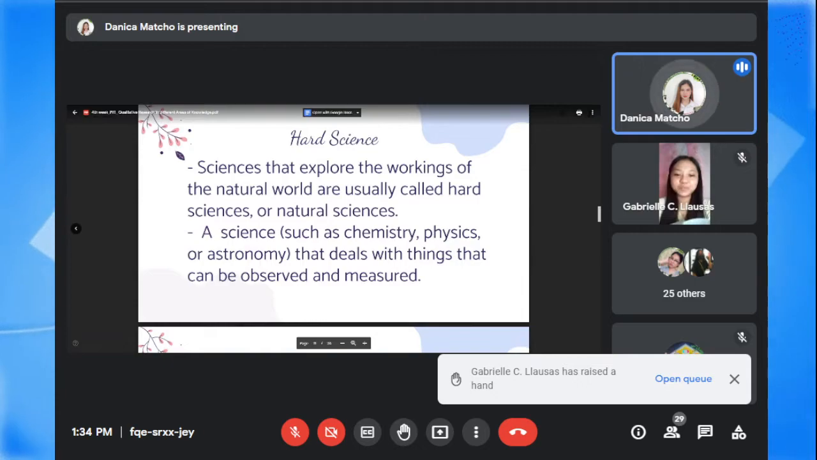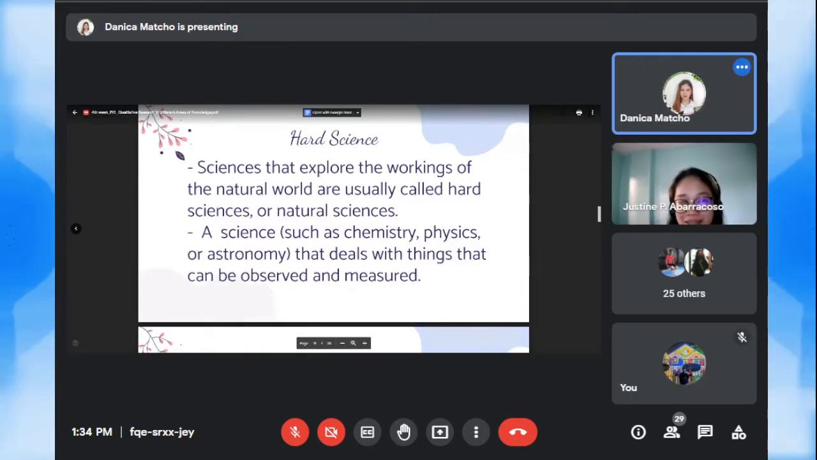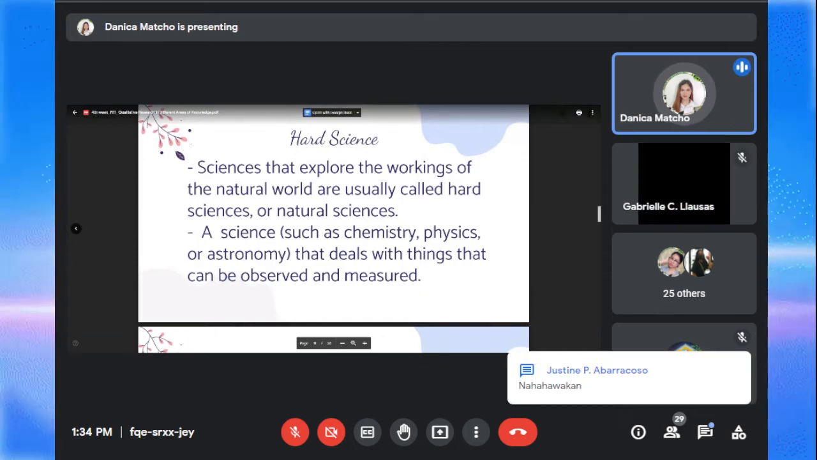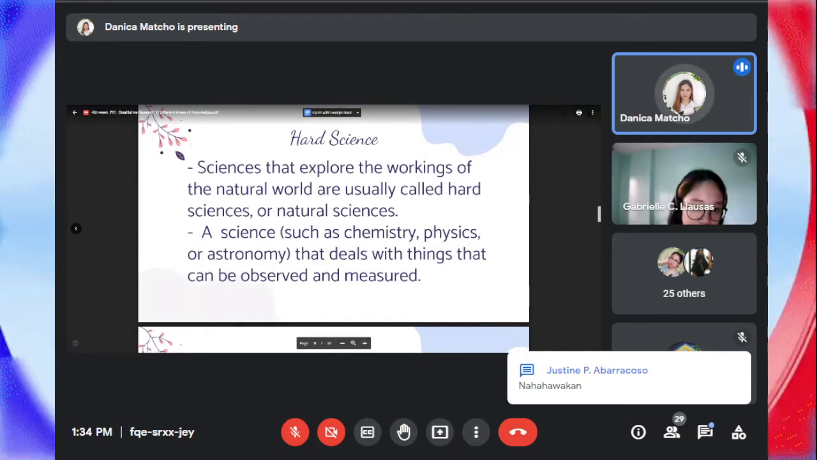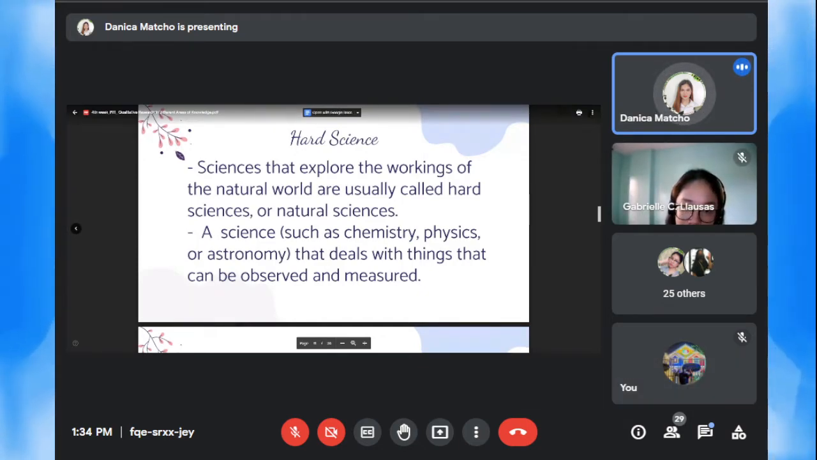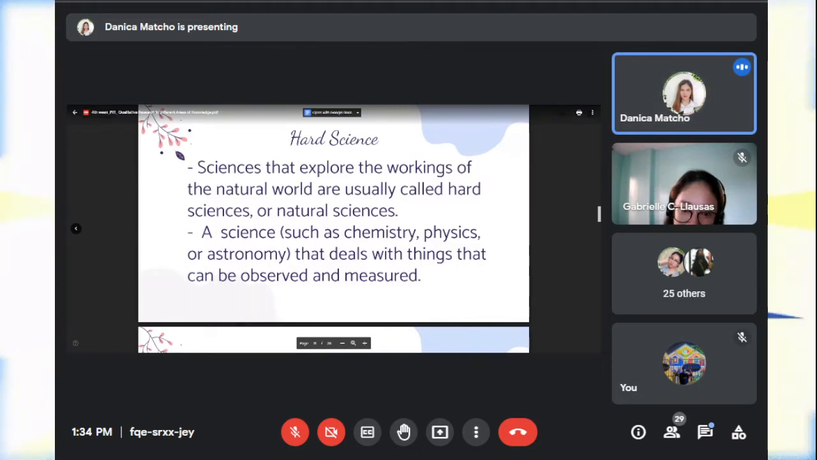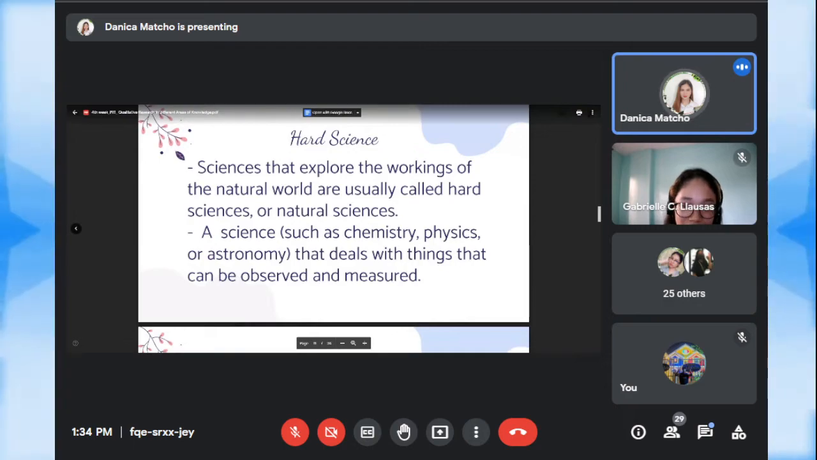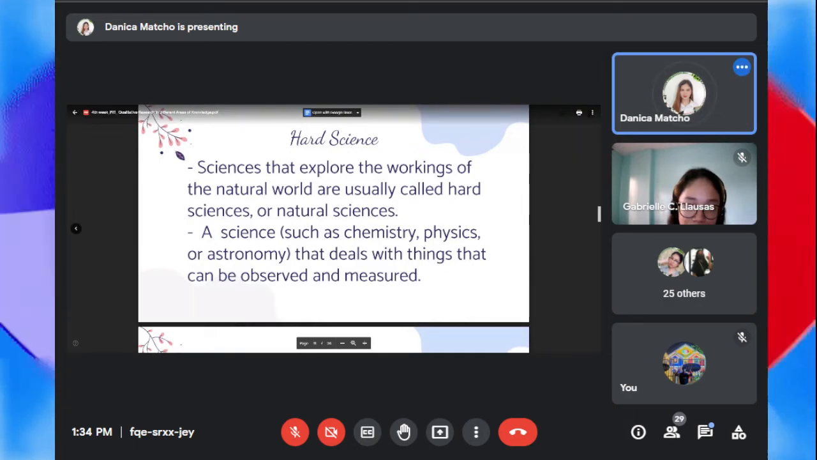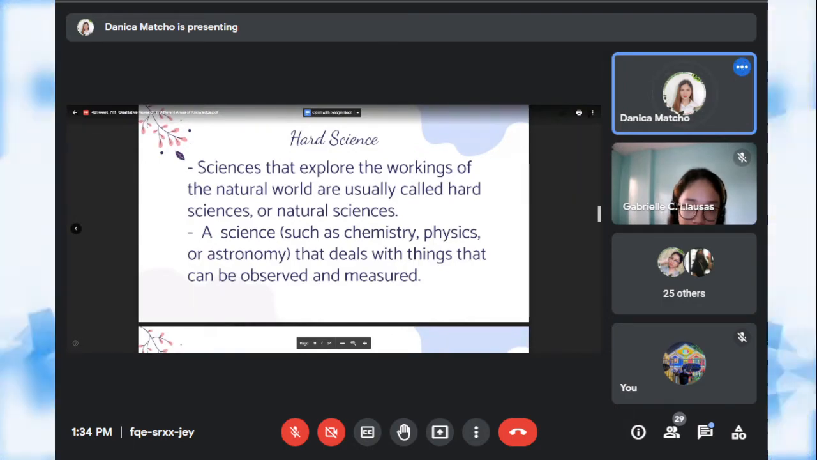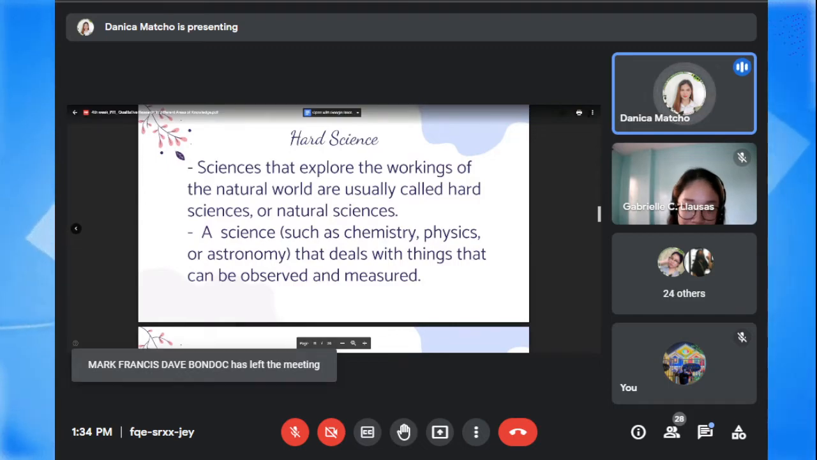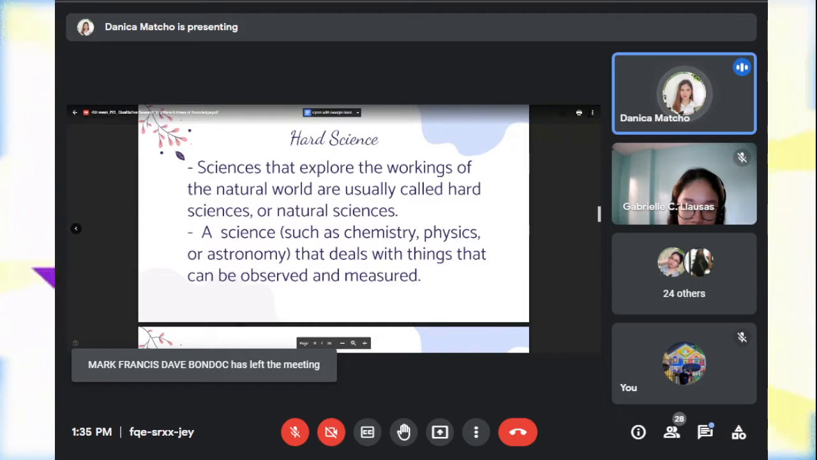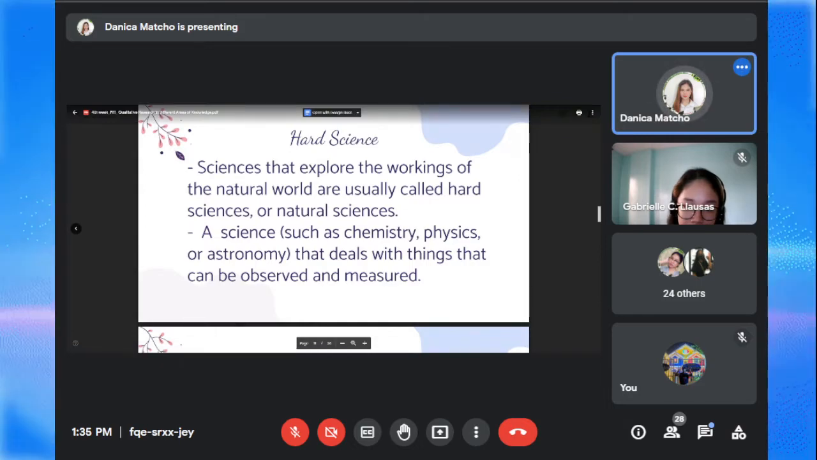It can be what? Yes, Gab? Basically, makahawakan. Okay, it can be touched, or like what is stated here, it can be touched, it can be observed, it can be measured. So dapat kung tangible siya, nahahawakan, na-measure, at nakikita siya. Are we clear? So here in hard sciences, we are dealing with the things that can be touched, observed, and measured.